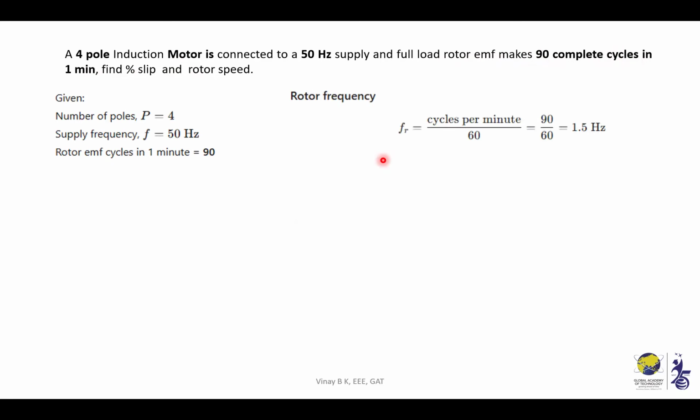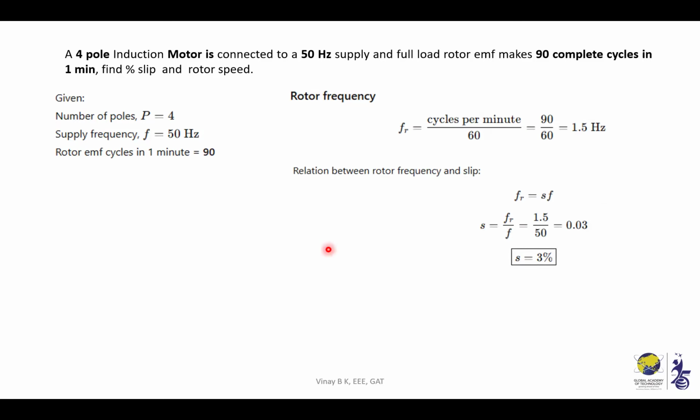So you can get rotor frequency in cycles per second, that is 90 divided by 60. We will get 1.5 Hz. Next, slip: you can calculate slip with the help of Fr equals S into F. So slip is Fr divided by F, and we'll get 3%.